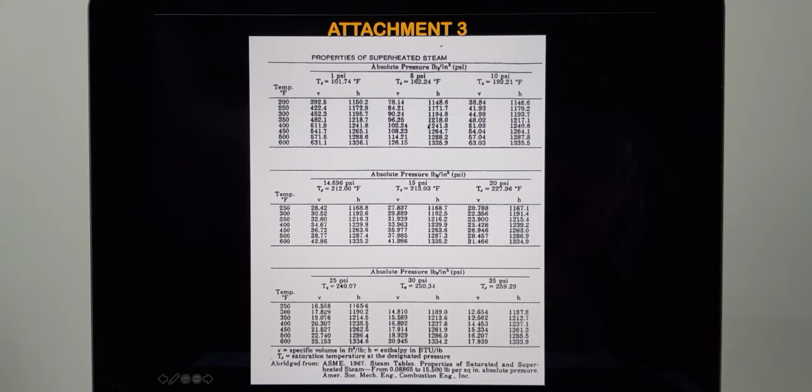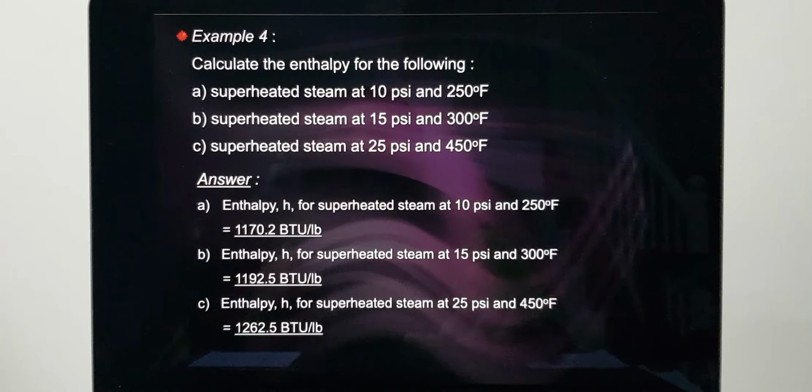The three tables here are meant for different pressures, from low pressure to higher pressure. We have 1 psi, then 15 psi at the center of the table, and then 30 psi up until 35 psi for the last table. Alright, we move on to the example.